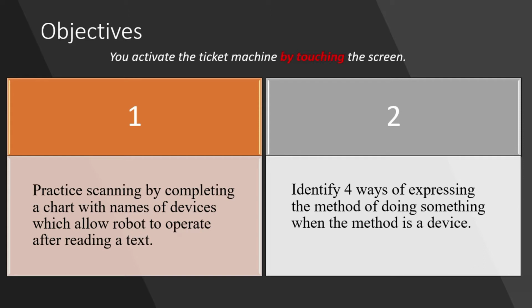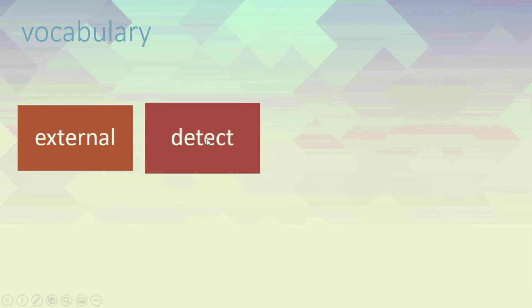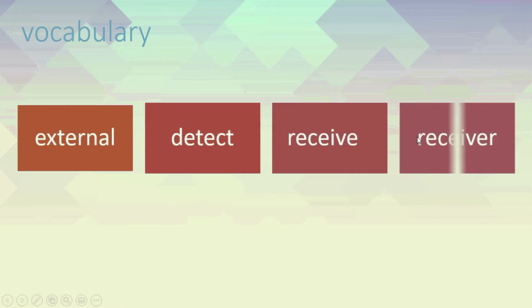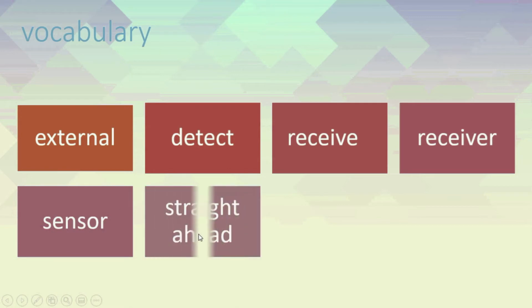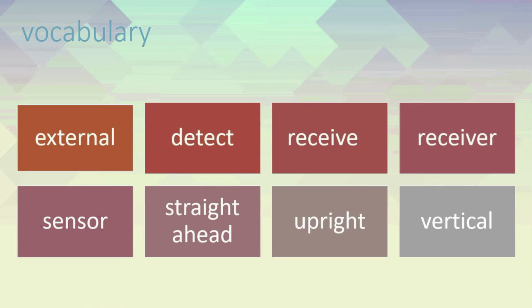First, let's take a look at some words we will come across in the lesson. We have external, detect, receive, receiver, sensor, straight ahead, upright, and vertical. Now let's take a look at them one by one.